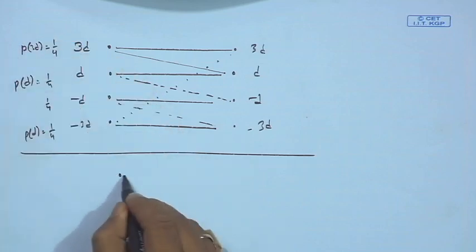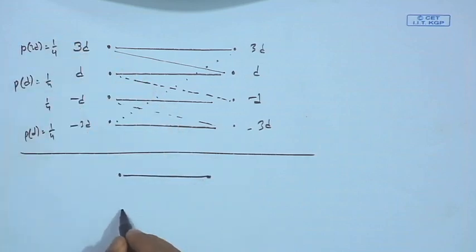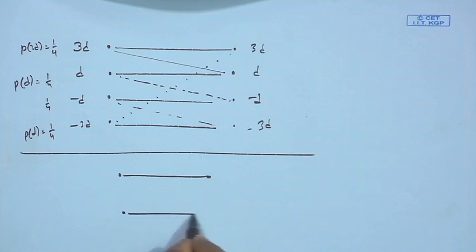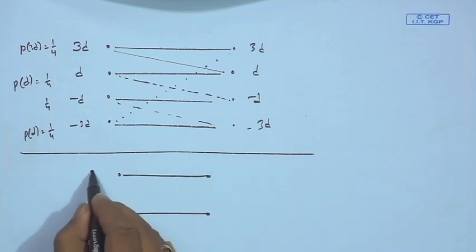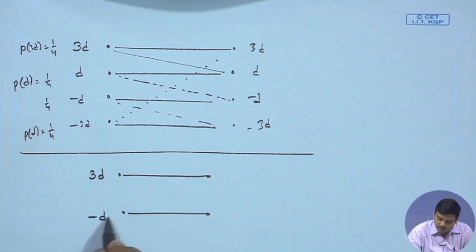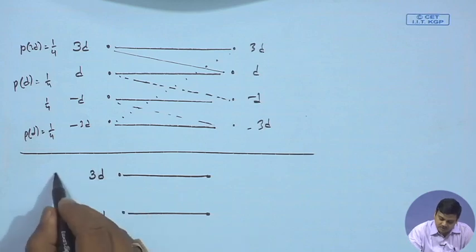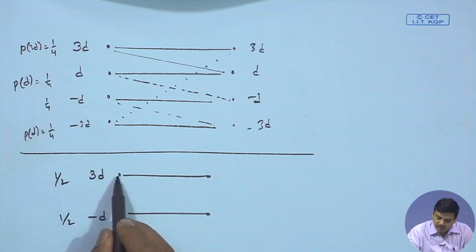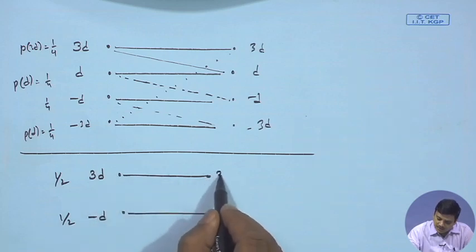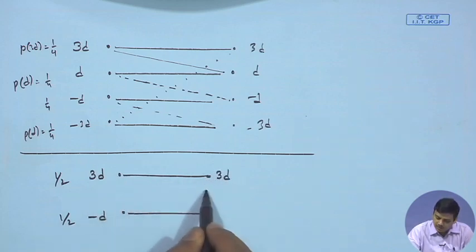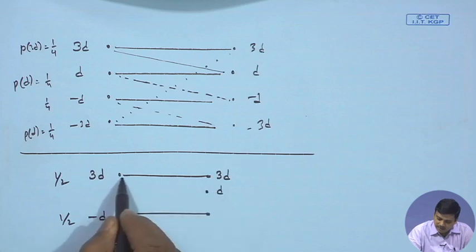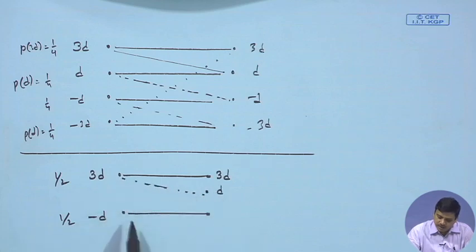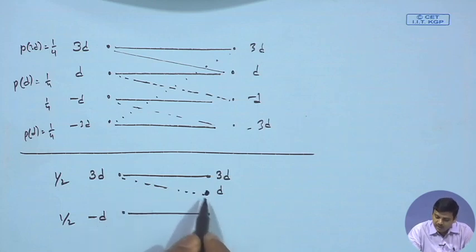We want to maximize the mutual information over all these source probabilities. One possible solution is that, instead of choosing all of them, I choose to send 3D with a probability of half and minus D with a probability of half. Let us see what we get. When I send 3D, it can become 3D, or with a certain probability it can become D. There is no D getting transmitted, so D becoming D is not a problem.